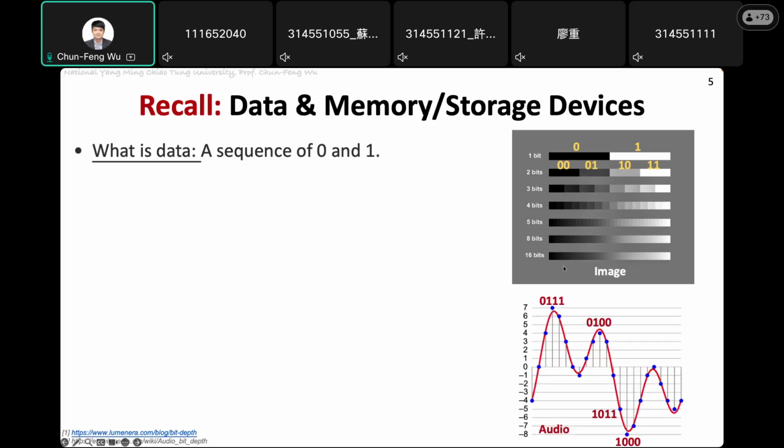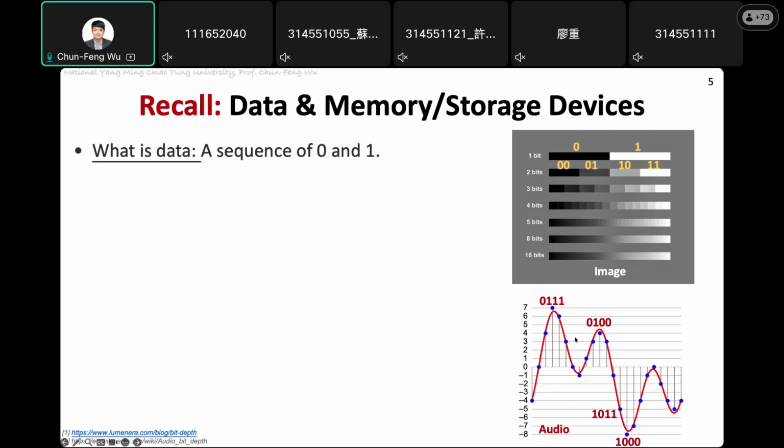So same thing for audio. Audio is usually a signal, so actually we cannot directly store the signal in a storage or memory device. A better way is to transform it into something that can be represented by 0 and 1. So people usually use sampling.